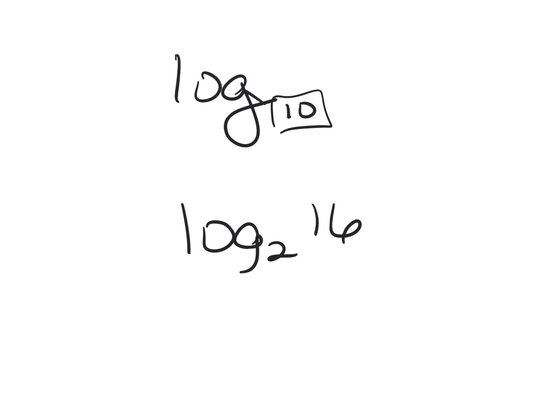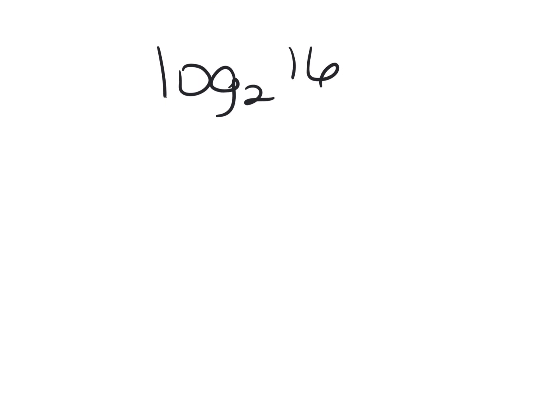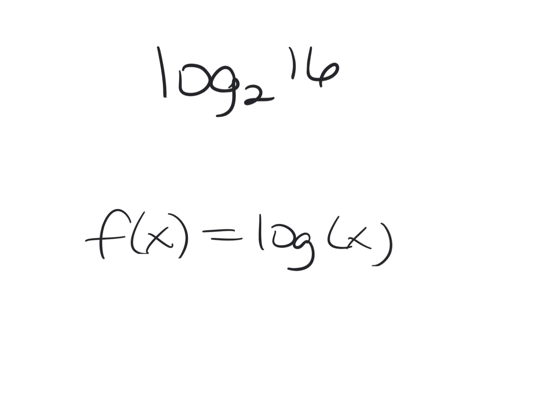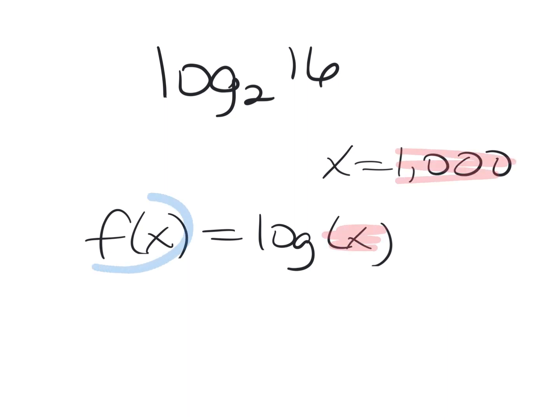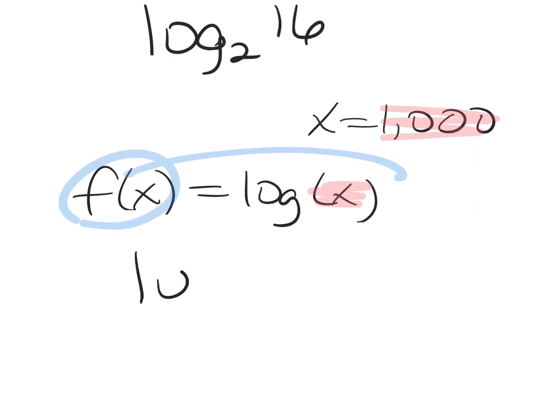This little base here, if it doesn't have a number, it's assumed to be a 10. So if you get a question where it has f of x equals log of x, and they say let x equal 1,000, what you're going to do is you're going to take the 1,000, you're going to put it here, and then we could also take this f of x and put it over here. So really what we could do is do log, and remember what's assumed here is a little 10, and then we'll put the 1,000, and then it equals y.